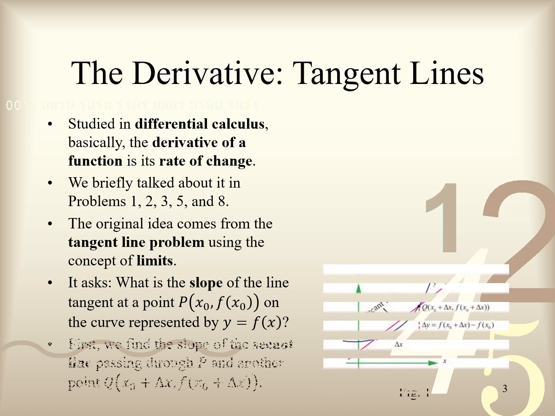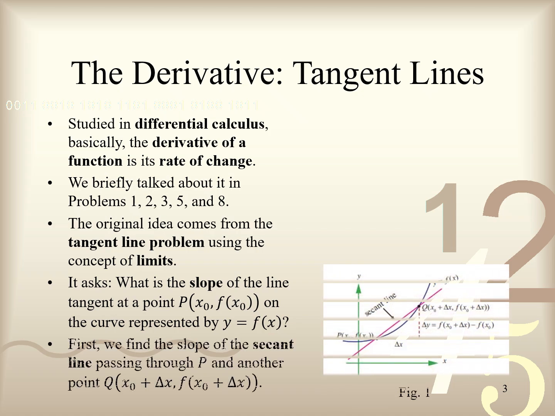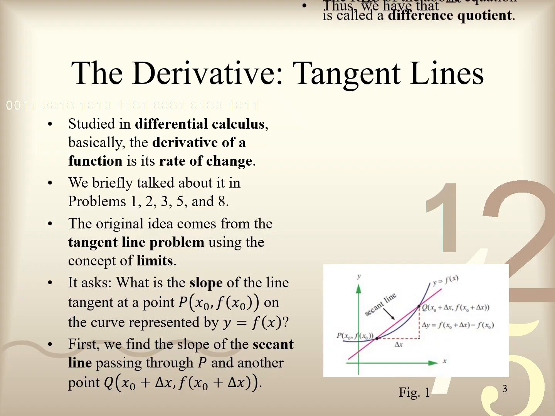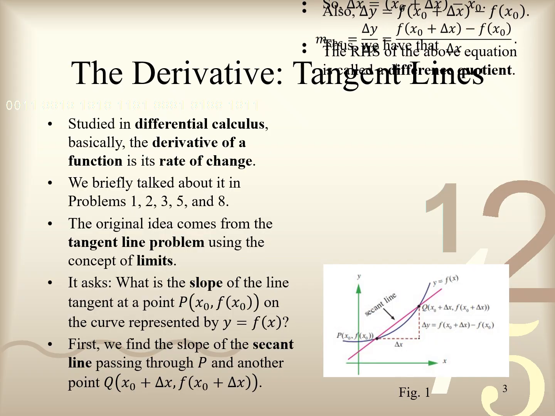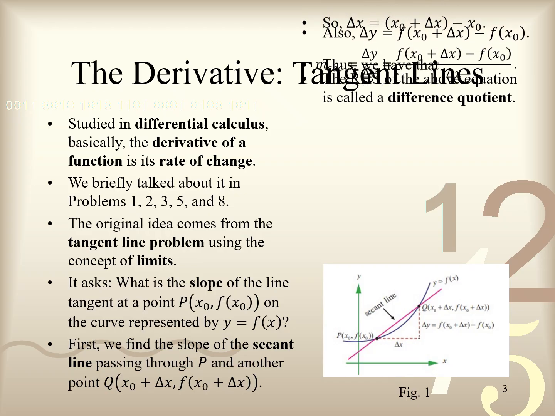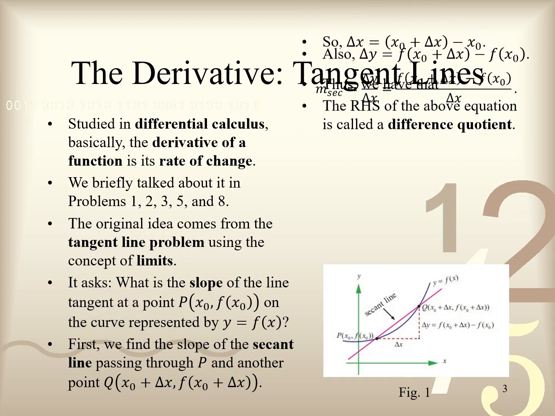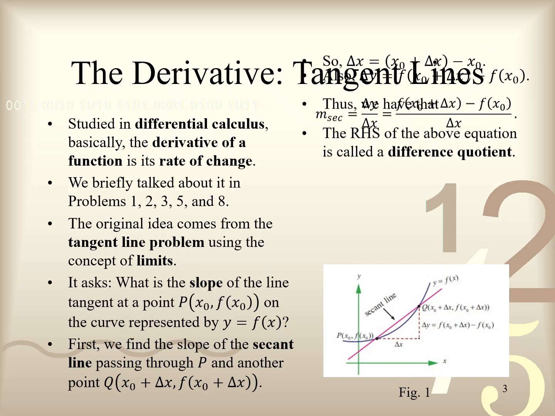To answer this question, first, we find the slope of the secant line passing through P and another point Q, with coordinates x0 plus delta x, f of x0 plus delta x. Note that delta x refers to the horizontal change in x, as we traverse from P to Q along the secant line, shown in figure 1. In fact, delta x can also be written as the difference x0 plus delta x, minus x0.